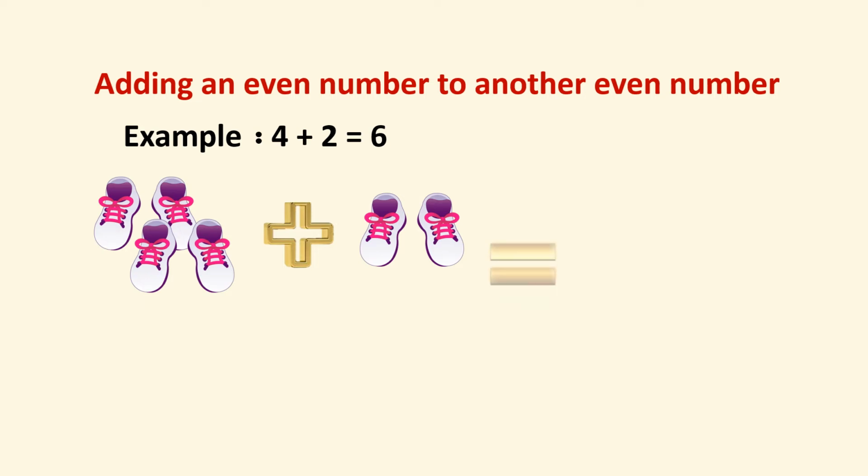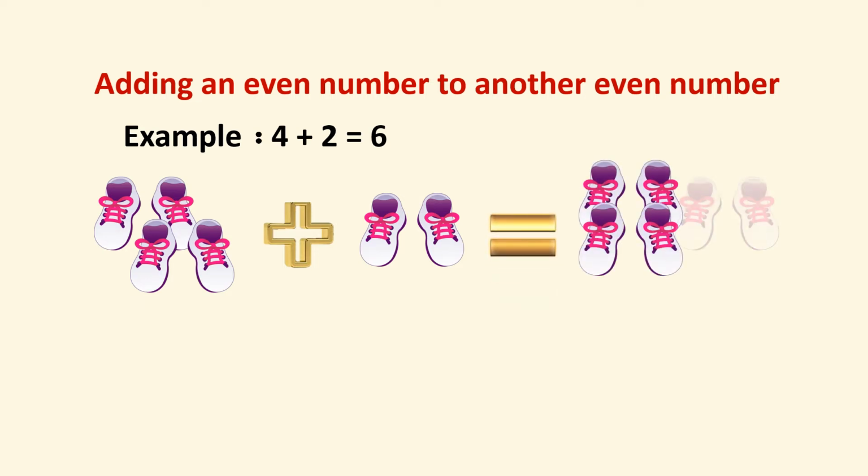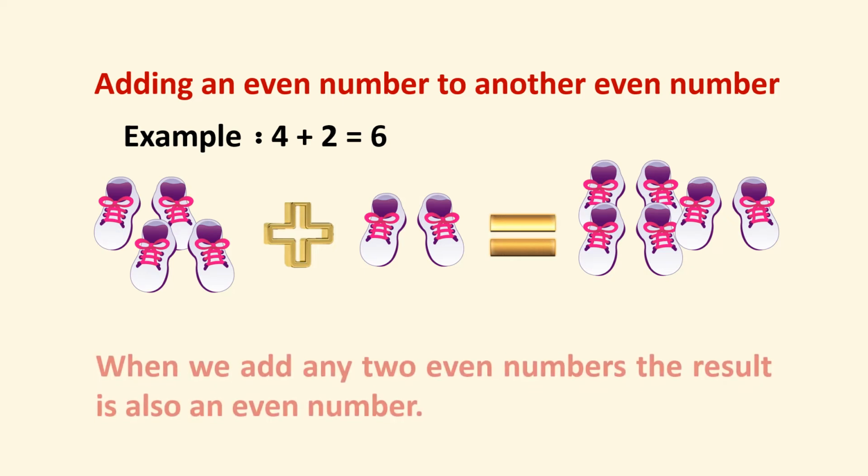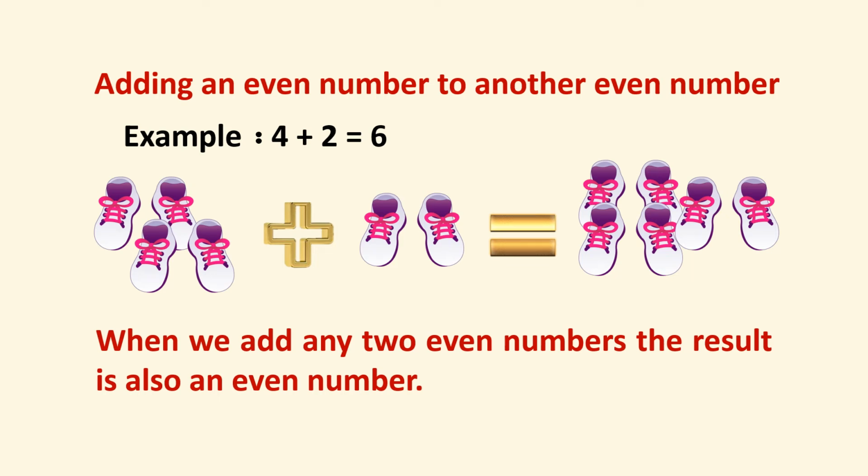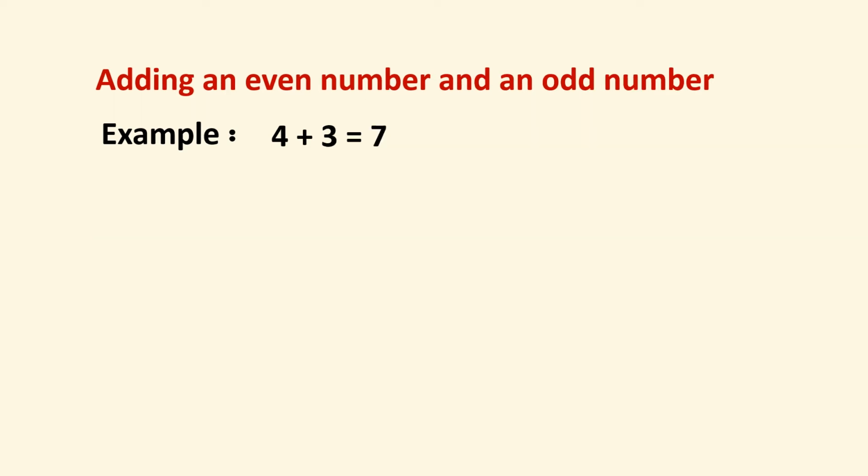So we'll have a look at the answer. There we have 3 pairs of shoes. So 6 is also an even number. So here we have added two even numbers together. As the result, we got another even number. So I can say when we add any two even numbers, the result is also an even number. Right. We'll move on to another example.